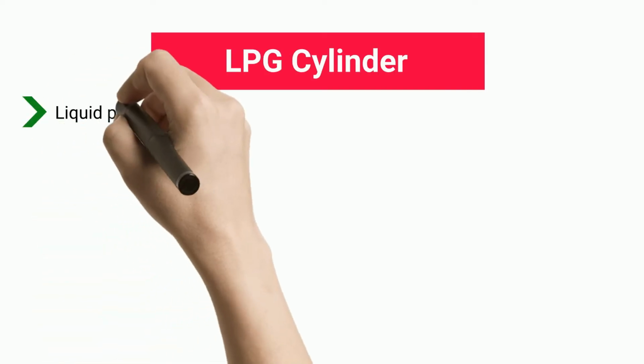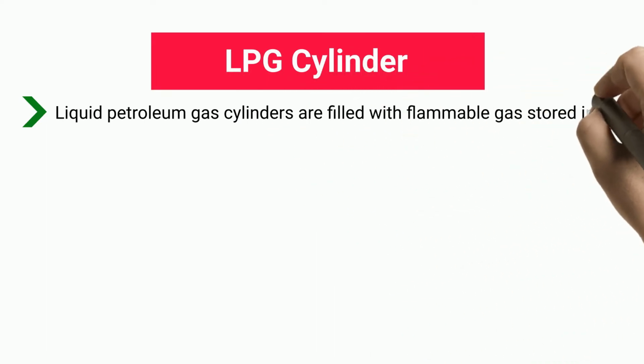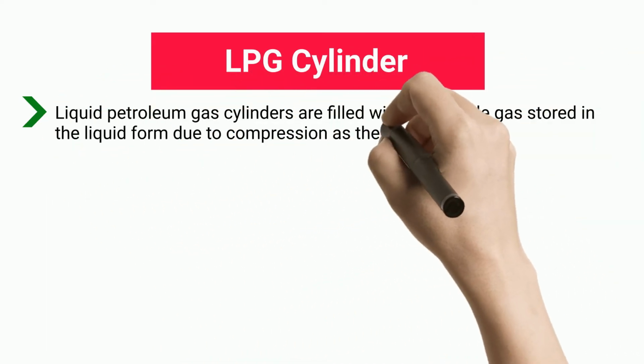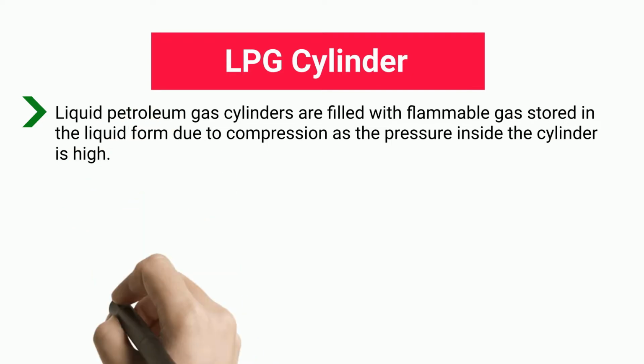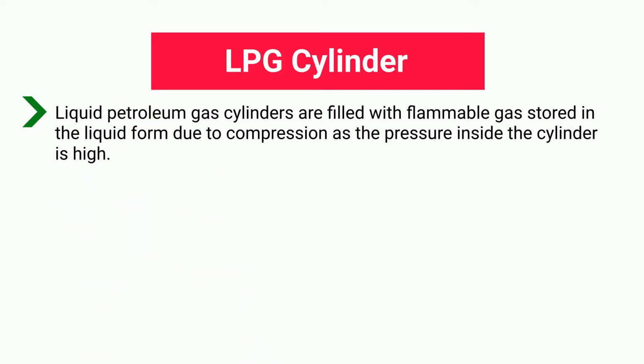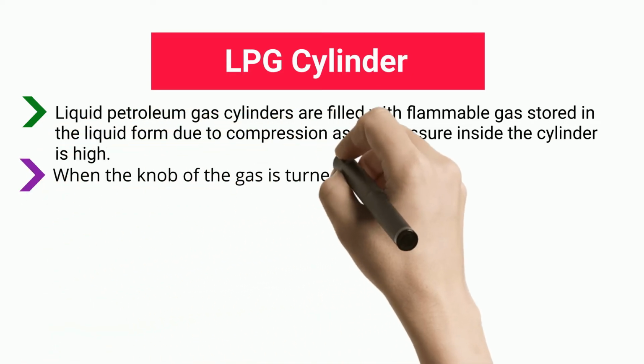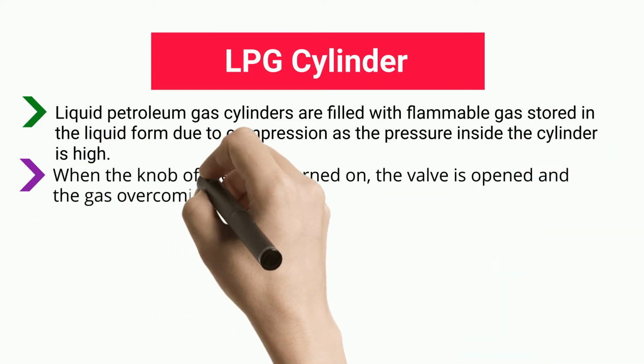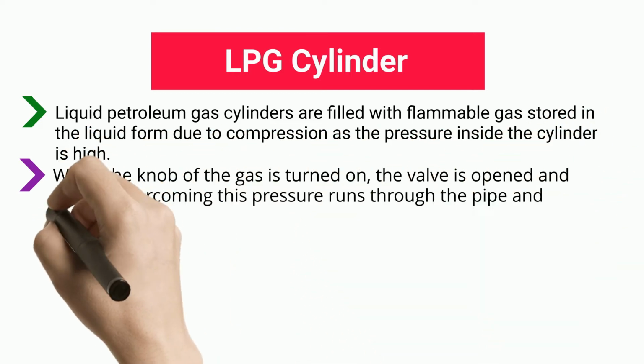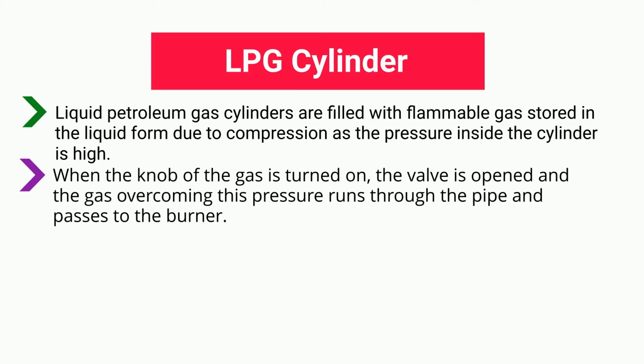LPG cylinder. Liquid petroleum gas cylinders are filled with flammable gas stored in the liquid form due to compression, as the pressure inside the cylinder is high. When the knob of the gas is turned on, the valve is opened and the gas, overcoming this pressure, runs through the pipe and passes to the burner.